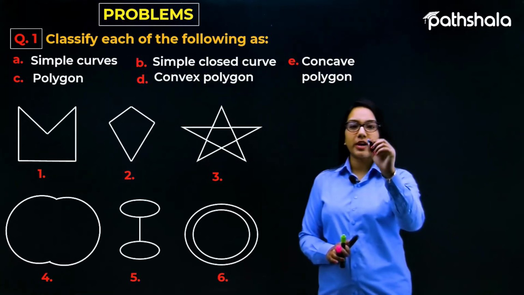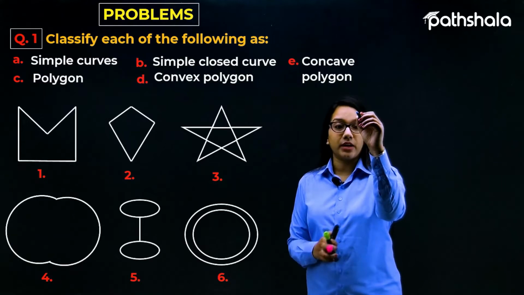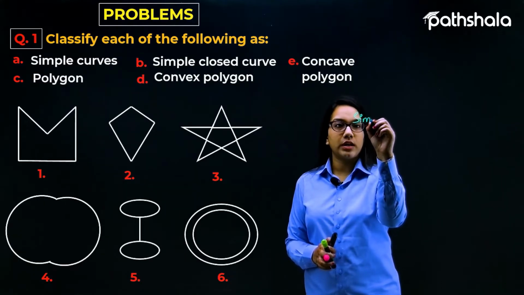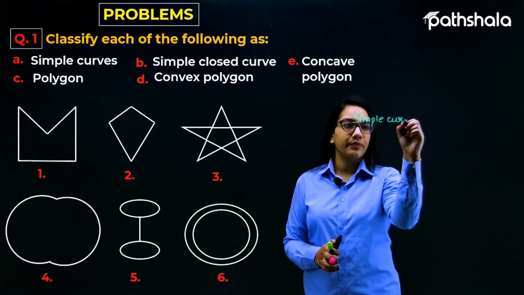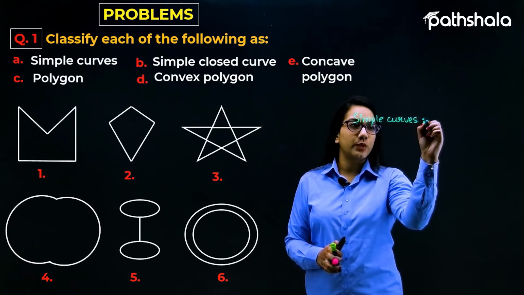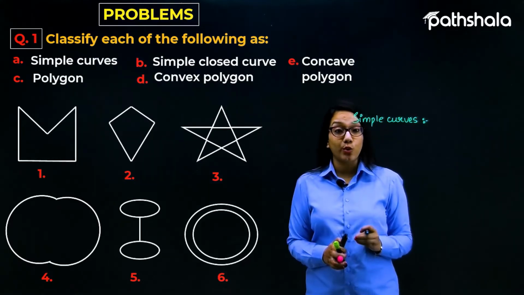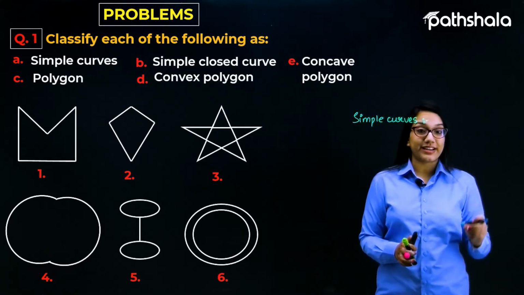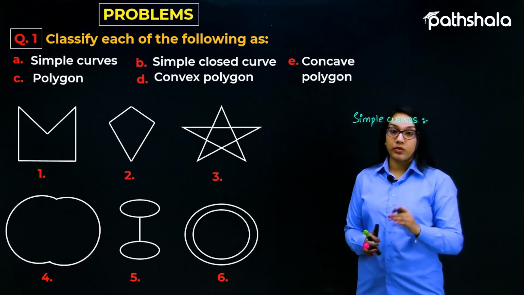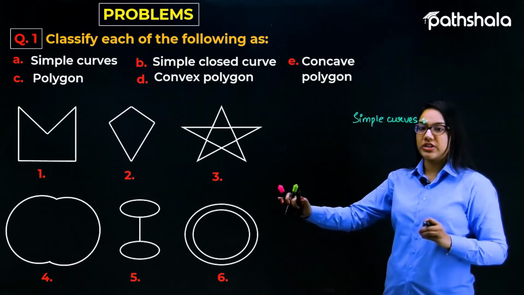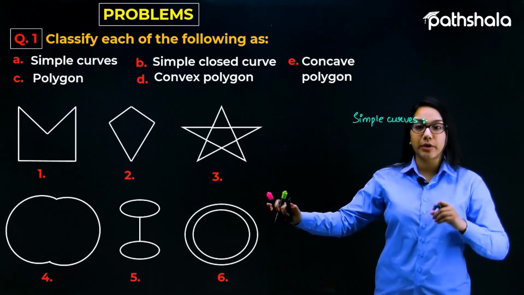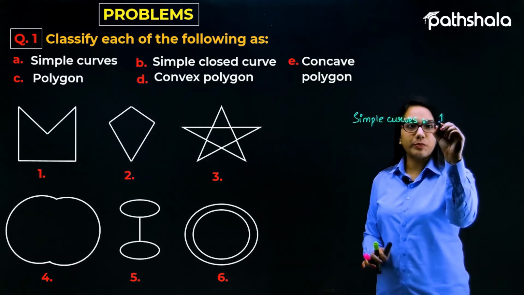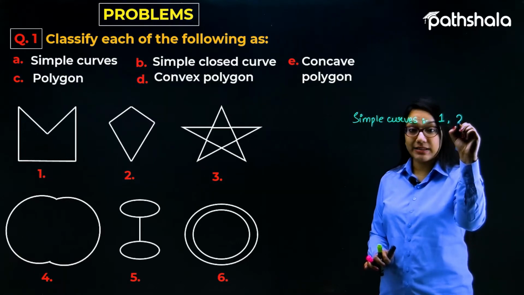So let us suppose we are starting with the simple curves first. So what are simple curves over here? As we know by the definition, simple curves are those that do not cross themselves. So starting with the very first part, obviously the first part is a simple curve. Again, second is a simple curve.